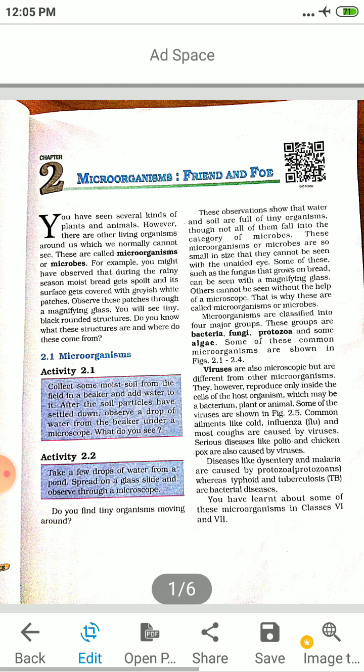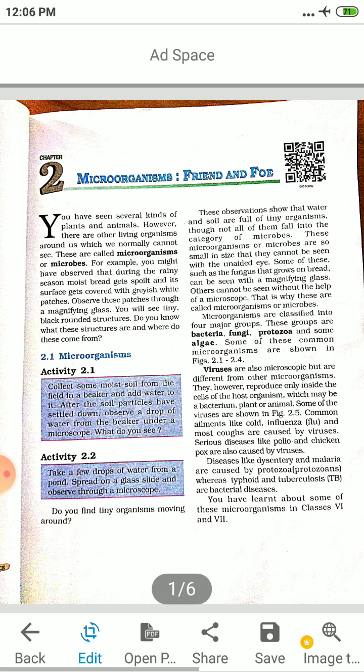Activity 2.1. Collect some moist soil from the field in a beaker. Add water to it. After the soil particles have settled down, observe a drop of water from the beaker under a microscope. This drop of water will have microorganisms. Take a few drops of water from a pond, spread on a glass slide and observe. You will see microorganisms. These observations show that water and soil are full of tiny organisms, though not all of them fall into the category of microbes.